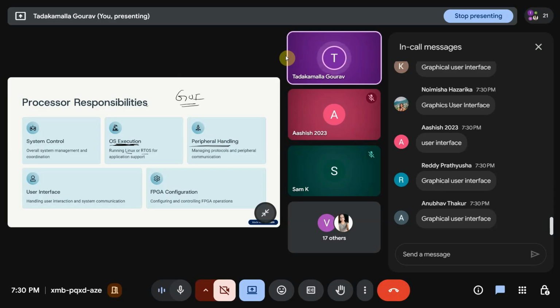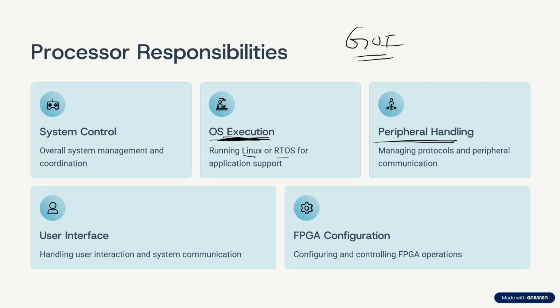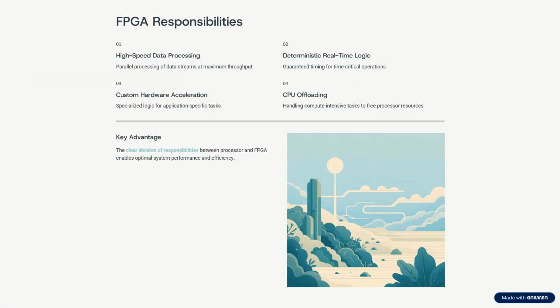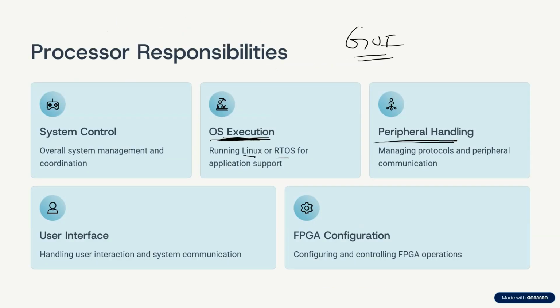And for configuration of your FPGA also, depending upon the architecture, we are going to use our processor. So these are my processor responsibilities, right? Now coming to FPGA responsibilities. I am going to use it for high speed data processing, custom hardware acceleration, CPU offloading, or deterministic real time logic. So in these cases, I am going to use my FPGAs. These are the roles of my FPGAs and the processor.